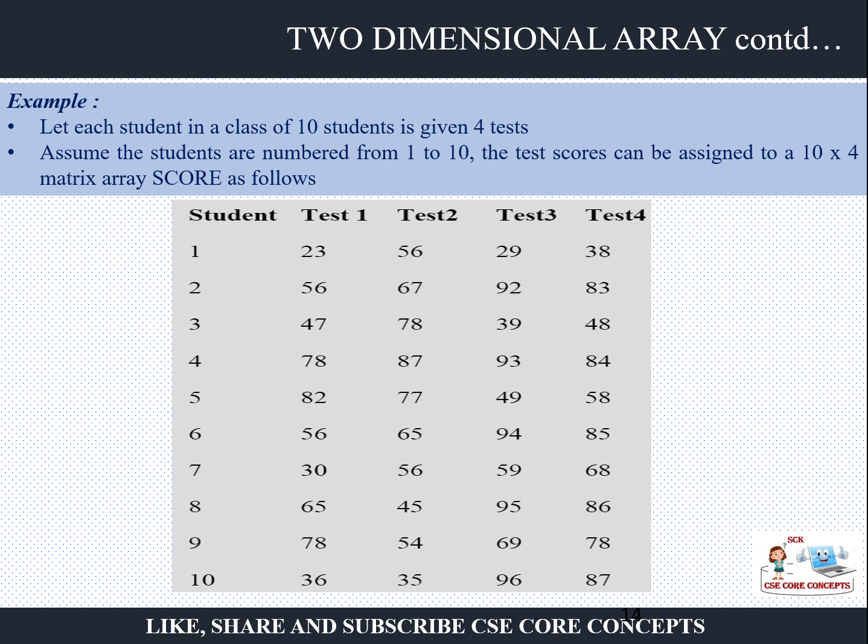So when is it beneficial? Say I want to store marks of 10 students and I have taken 4 tests over the full semester. So I want to store test 1, test 2, test 3, test 4. I can declare an array of size 10 cross 4. That means 10 rows because I want to store the details of 10 students, and 4 columns because I want to store the marks of 4 tests. So the total number of elements here is what? 10 into 4, that is 40 elements or 40 data values I am storing.